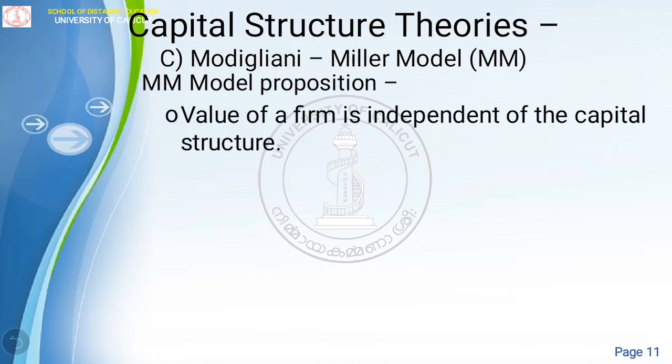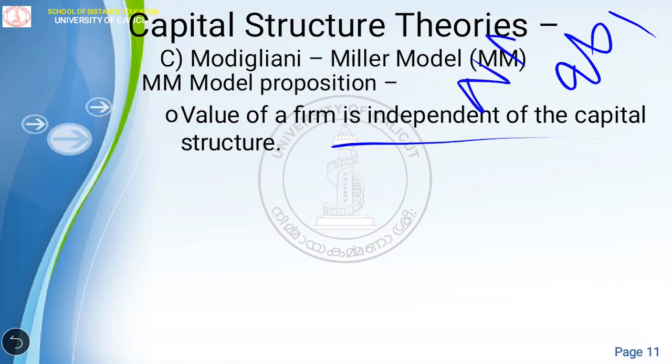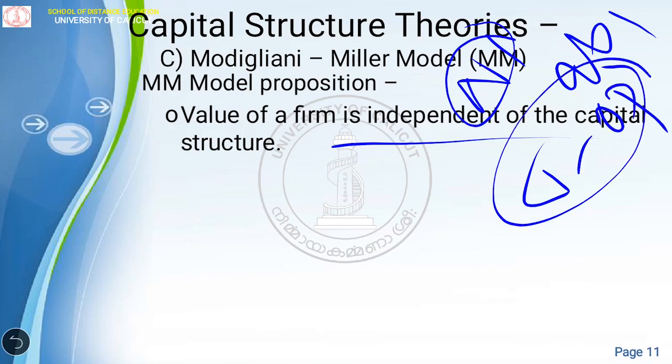Then it has some propositions. The value of the firm is independent of the capital structure, same as the NOI approach. This is the crux. But the net income approach says that it is dependent. In the case of the traditional approach, they say that an optimal capital structure should be followed. Optimal capital structure means the value of the firm should be maximized where cost will be minimized.